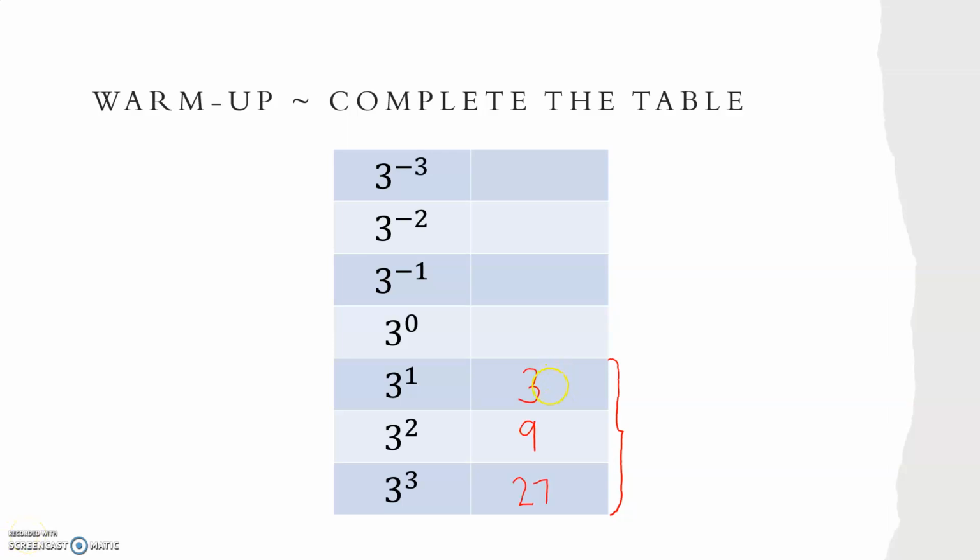So I know that if I go from 3 to the 1 power to 3 to the 2 power, I would multiply by 3. But if I want to go backwards from 3 to the 3 power to 3 to the 2 power, I would divide by 3, because 27 divided by 3 gives us 9. If I want to go backwards from 9 to 3, I would divide by 3 again. 9 divided by 3 gives me 3.